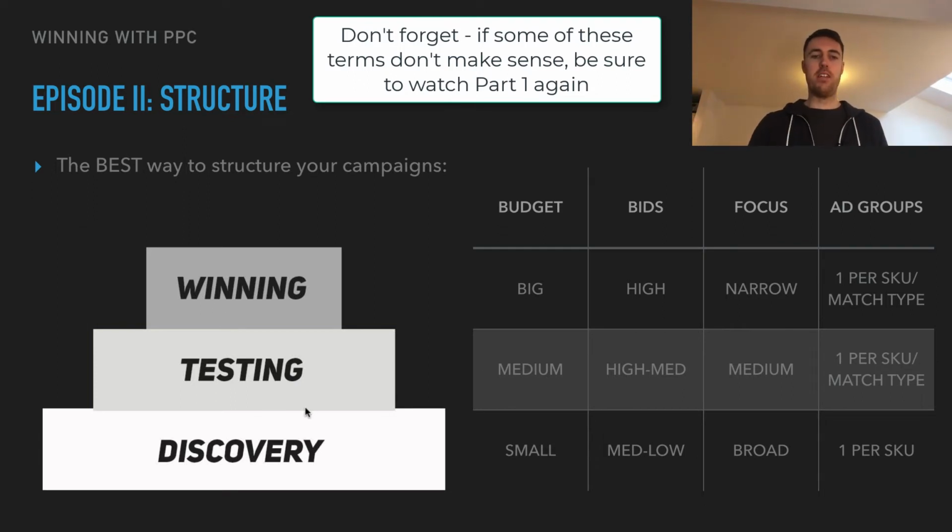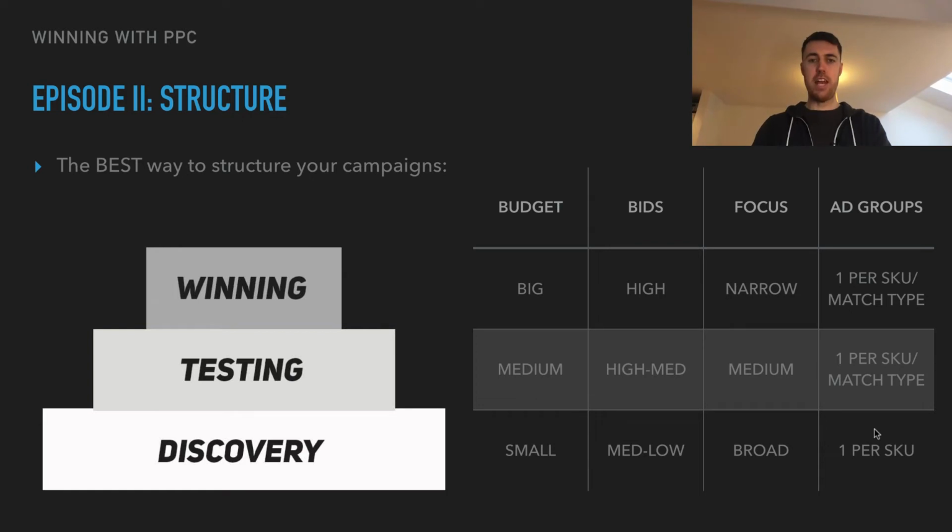So in your discovery campaign, because it is only broad, there's no broad, phrase and exact within an automatic campaign, it's only broad. So you're just going to want to have 1 per SKU, as it says here. There's no match type ad groups. So you're going to end up, if you have, say 2 variations, with 3 ad groups in the discovery campaign, 6 ad groups in your testing campaign, and 6 ad groups in the winning campaign.